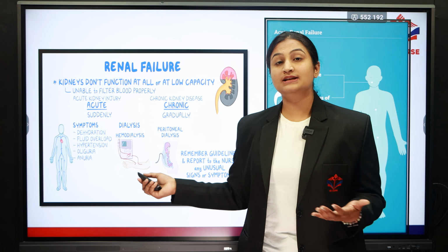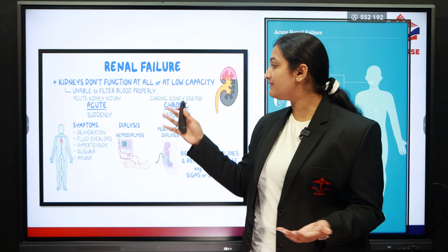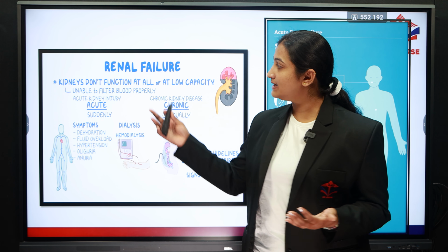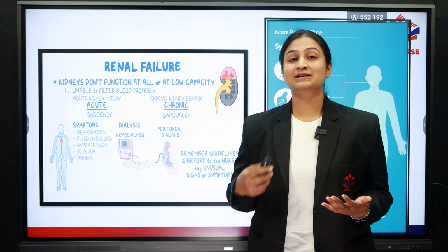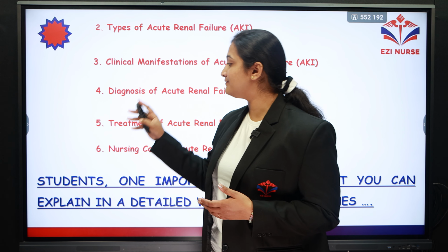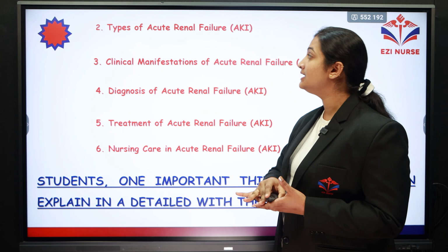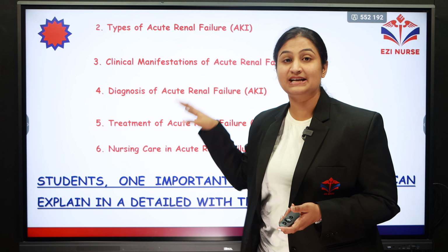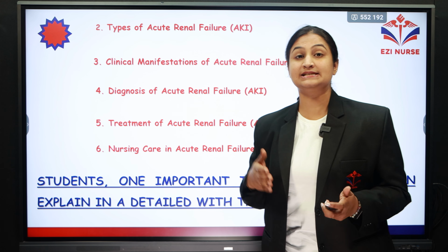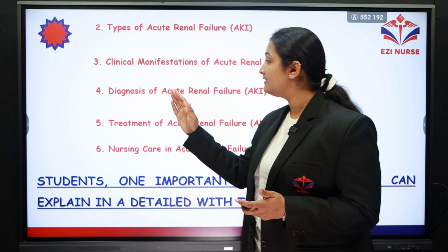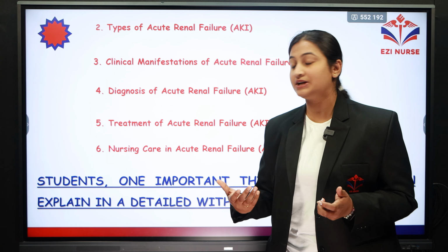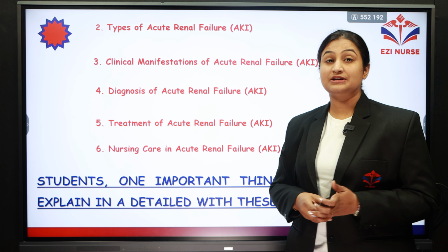You can write it in a mind map chart, or even draw all these things. Don't waste your time, but if you have time, make it in this beautiful manner so that your score increases. Then the second, third, fourth, fifth and sixth points are listed here, and you can give an explanation for each: types of acute renal failure, clinical manifestation, which again relates to the symptoms, then diagnosis of acute renal failure, the treatment given, and nursing care in acute renal failure.